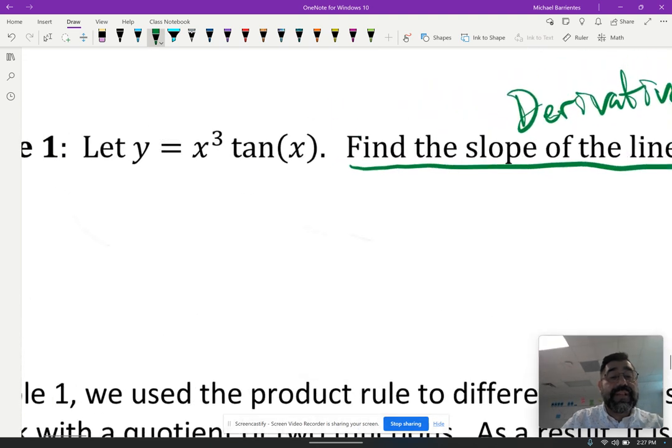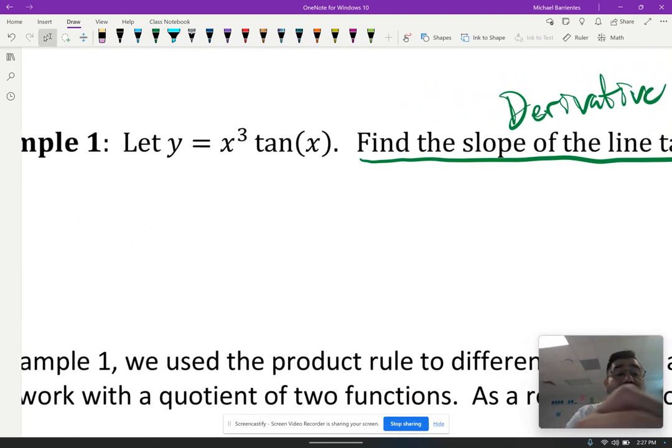All right, so let's find the derivative of this. Oh, I notice we're multiplying. We're multiplying x cubed times tangent x. And that means we have to use a product rule. Whenever we're multiplying 2 or more functions, we have to apply the product rule.